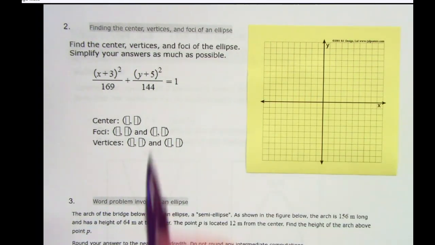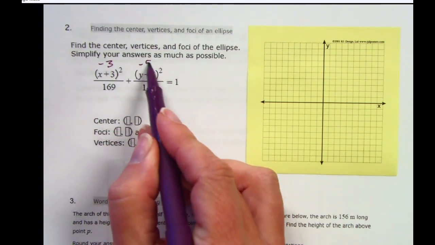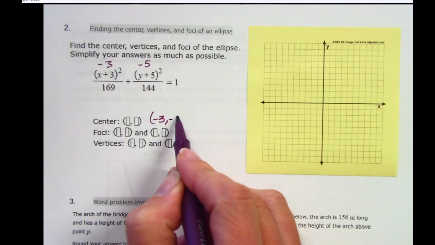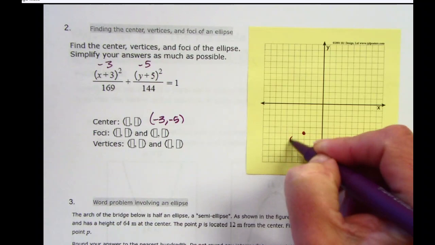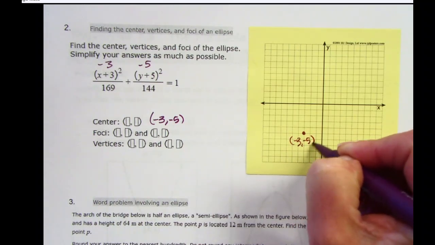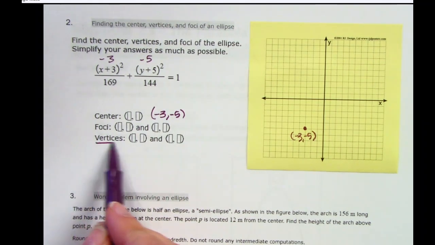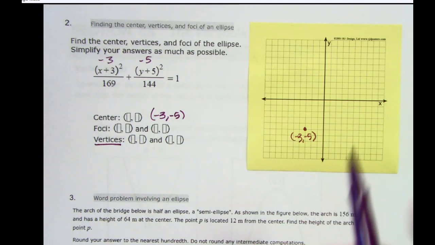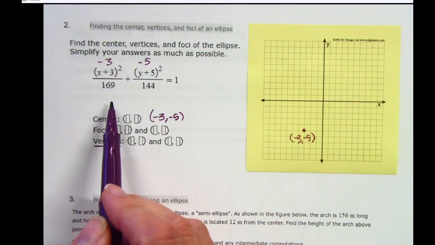So let's start with the center. Where is my center? -3, -5? Okay, so that was pretty easy. -3, -5. 1, 2, 3, 4, 5. Vertices. Which one are we looking for? Are we looking on the x-axis or are we looking on the y-axis? X, right? It doesn't say co-vertices, it says find the vertices. Now because the x is the bigger number, that's why we have that horizontal orientation, right? So our vertices will be on the x-axis.